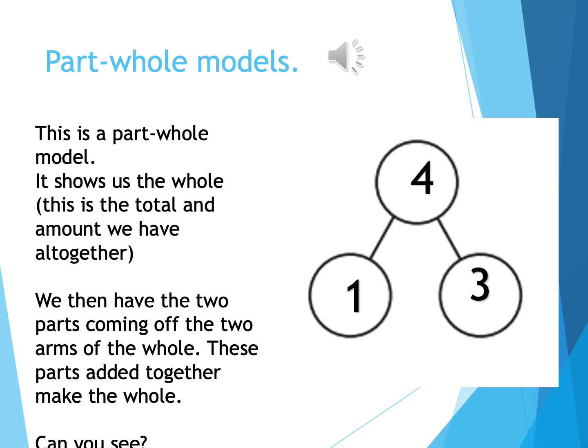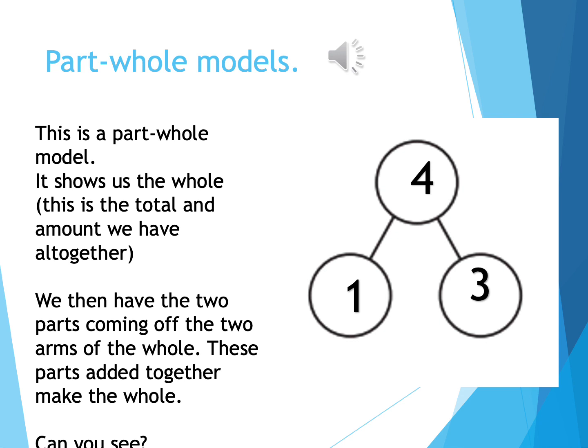So here on this slide I have a model of a part-whole model. You can see here that the top circle shows us the whole. This is the total amount that I have got altogether. So for mine, I've got the number 4. This could represent 4 counters, 4 bananas, it could be 4 monkeys, it could be 4 anything.